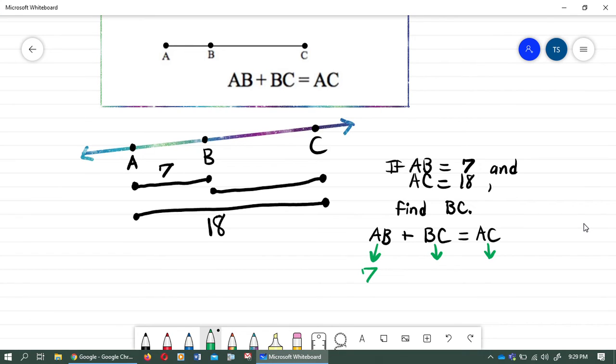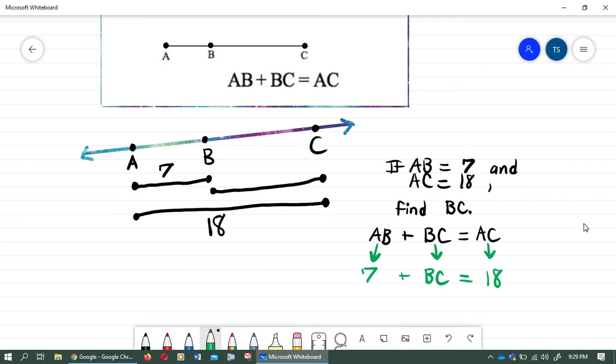So if you replace that with what it is, AB is actually 7. BC, we don't know what that is. You can either put something like a question mark, or we know that the unknown value is like X. But we can just leave it as BC, because we're talking about the length of segment BC. That's good enough. And then this part, of course, is 18.